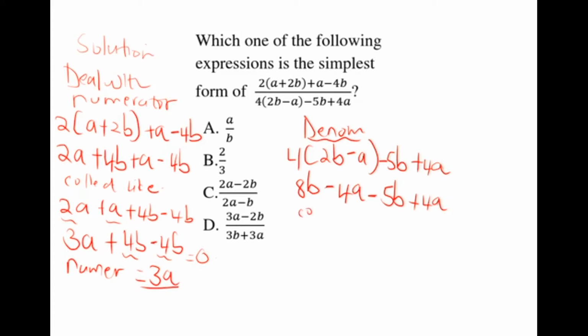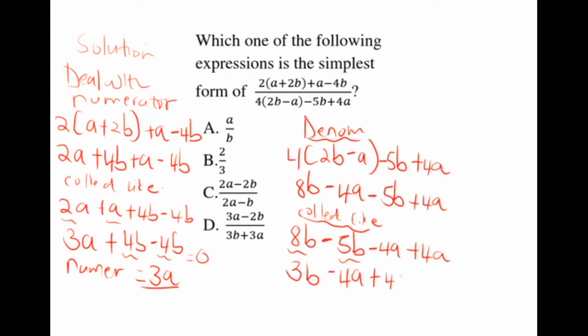We can now collect like terms together. Our like terms, we have 8b minus 5b minus 4a plus 4a. 8b minus 5b will give us 3b, minus 4a plus 4a. Negative 4a plus 4a will cancel each other, since this one is a debt of 4 shillings and when it is paid with 4 shillings we are going to remain with 0. So our denominator remains to be 3b.